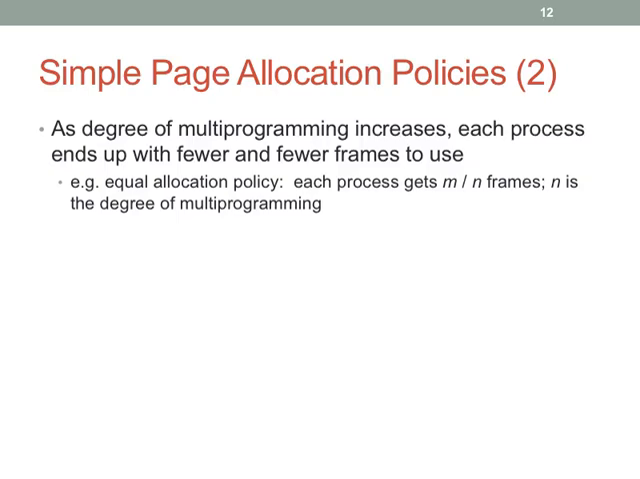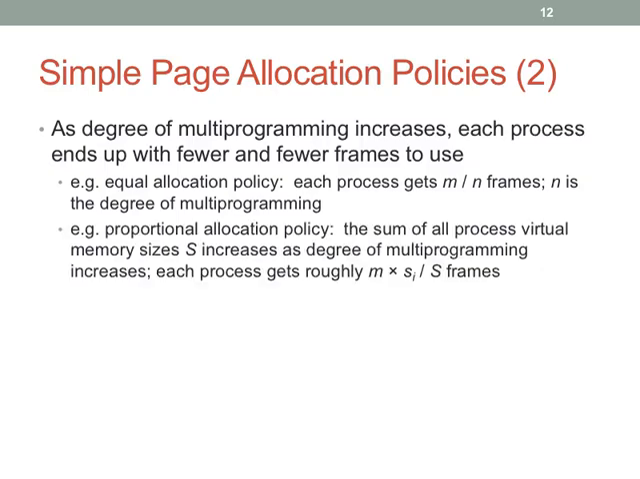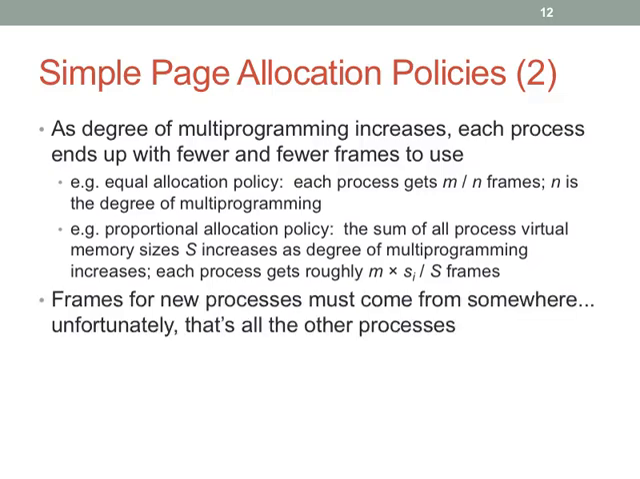So like I say here, equal allocation, well, n is on the bottom, that's the number of processes, so obviously as we increase n, the number of frames that each process gets is going to shrink. Same thing here. As we increase the number of processes, the overall virtual memory size, which is S, so that's the sum of the process virtual memory sizes of all processes, that'll increase. So again, we're going to be seeing fewer and fewer frames for each process.